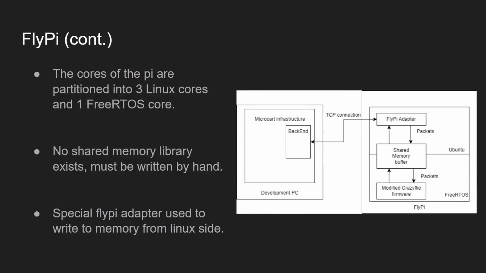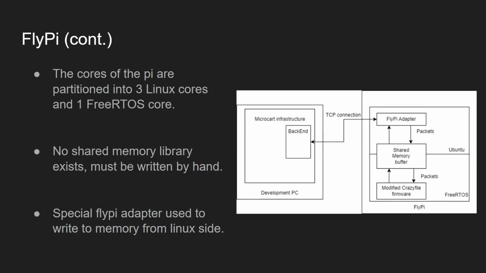So this is a layout of the architecture of the FlyPi we proposed. Essentially, the Raspberry Pi has 4 cores. One of them will be running FreeRTOS with the modified CrazyFly firmware on it. The other 3 will have Ubuntu Linux, which will run the FlyPi adapter. Unfortunately, as shown in this diagram, no shared memory library exists for the Raspberry Pi 3 and Zero 2. It only exists for the Raspberry Pi 4. So a shared memory buffer is going to have to be written by hand to communicate between those cores.